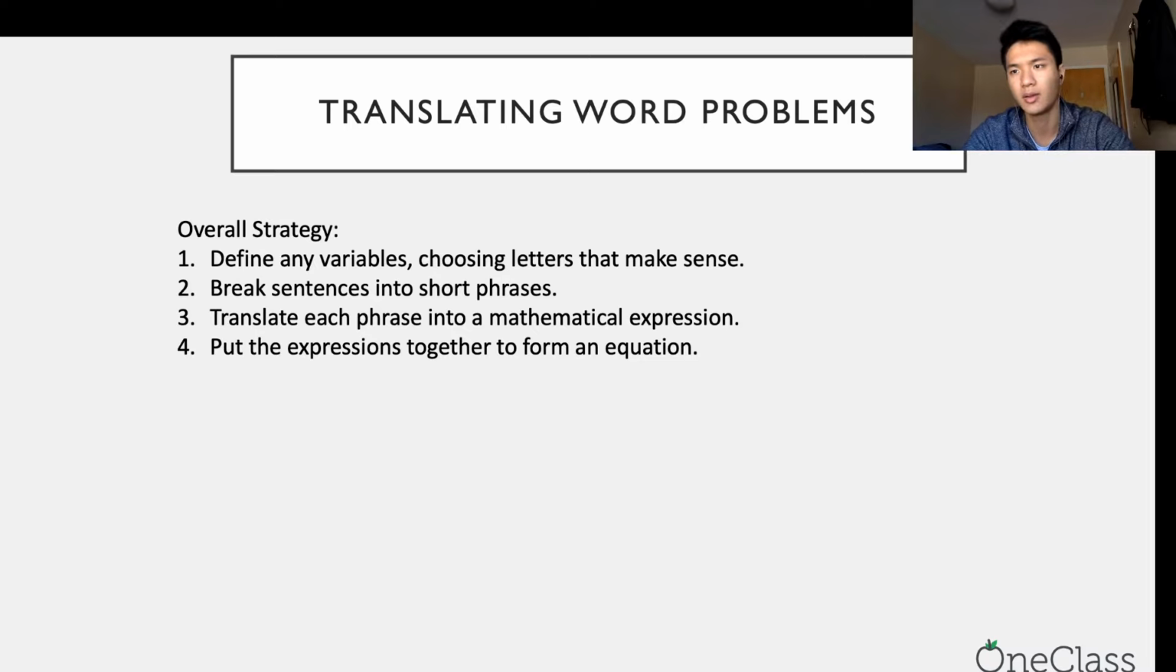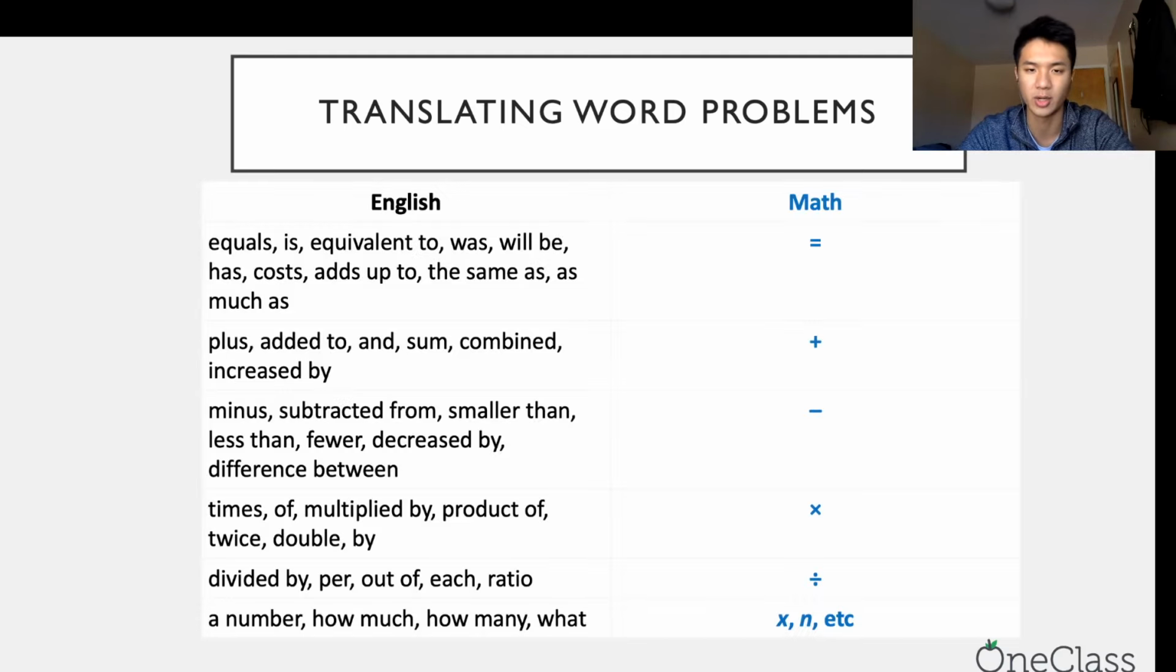If it's a variable that represents dogs, choose D. If it represents cats, choose C. As long as it's clear and easy for you to understand, there's no rule that you have to stick with X and Y. Make it easy to remember what each letter represents. The next thing is to break the sentences into short phrases and translate each phrase into an actual expression. Finally, when we've translated all the individual phrases, we put those expressions together to form an equation.